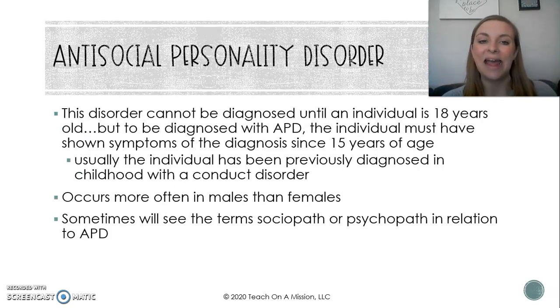Okay, this personality cannot be diagnosed until an individual is 18 years old. However, in order to be diagnosed with this, the person must have shown the symptoms that we talked about earlier since the age of 15. So they're going to have to show this disorder over time. We can't just say, oh, they started doing this, perfect, let's check it off the box. No, we're going to have to see these symptoms over time. Usually the individual has been previously diagnosed with a childhood conduct disorder that we're going to talk about next unit or next video. This occurs way more often in males than it does in females. And then we sometimes see the terms sociopath and psychopath in relation to APD.